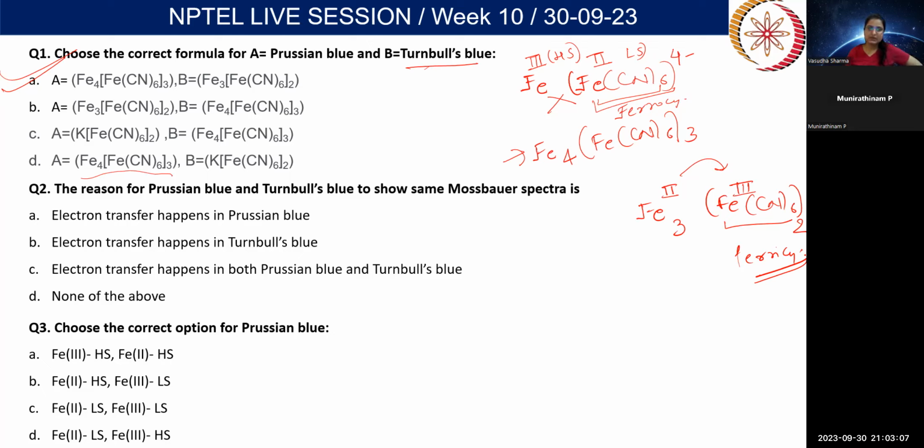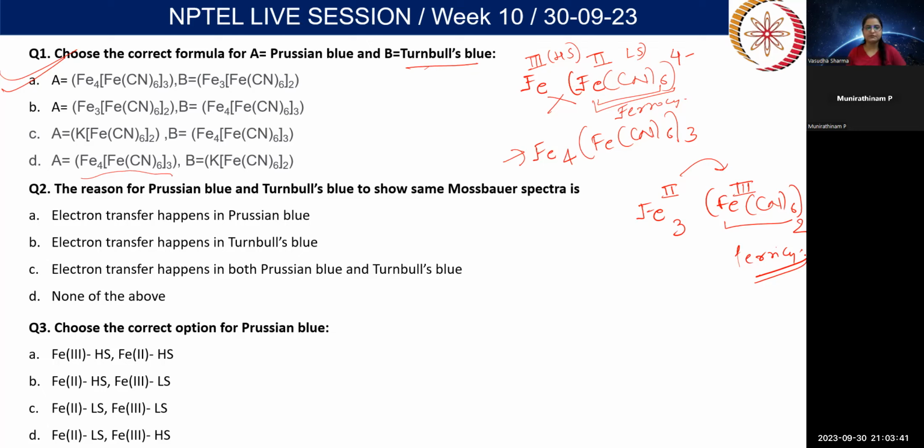Okay, ma'am. Clear. So we already know the reason for Prussian blue and Turnbull's blue to show the same Mossbauer spectra. Even though their formulas are different, iron 3 is outside in case of Prussian blue, whereas iron 3 is inside in case of Turnbull's blue. But why does the Mossbauer spectra look similar? The options are: A, electron transfer happens in Prussian blue; B, electron transfer happens in Turnbull's blue; C, electron transfer happens in both of them; or none of the above. So this is a very straightforward answer. Can you please try it?